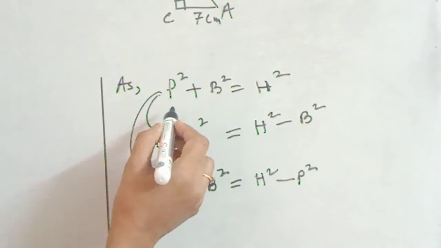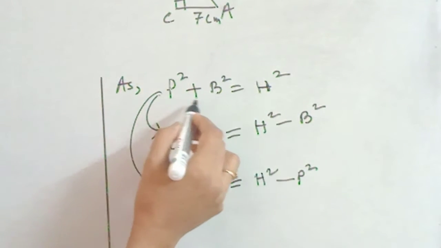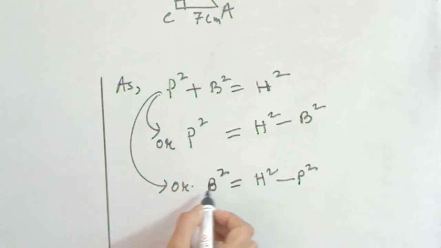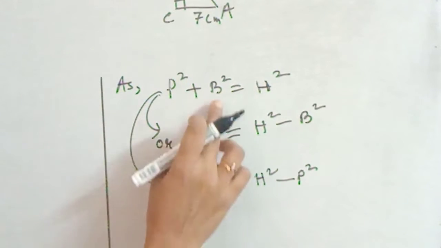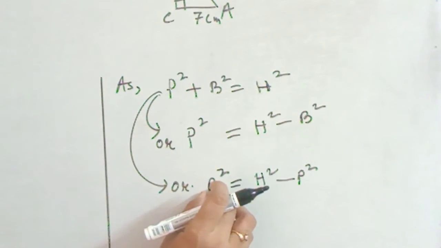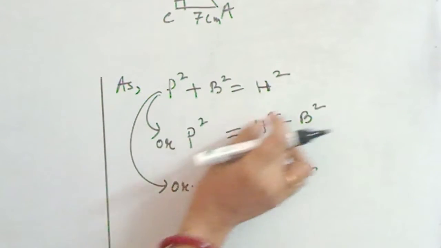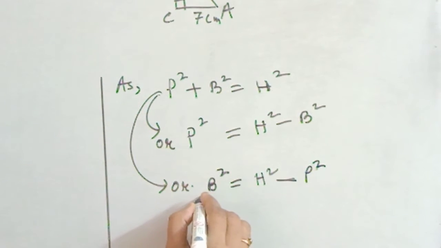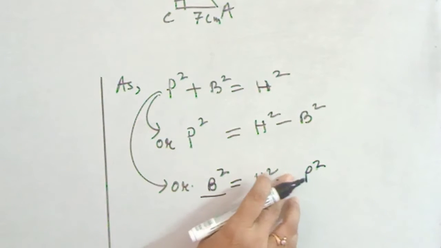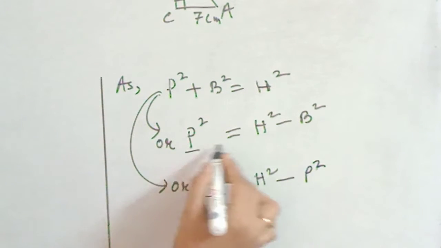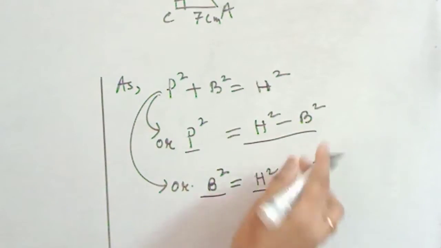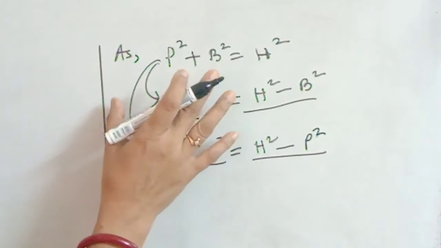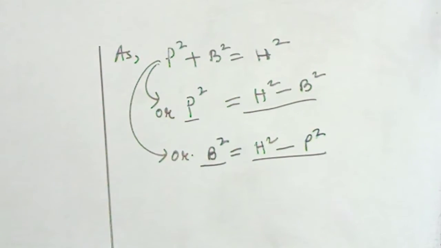Similarly, from this theorem, perpendicular square plus base square is equal to hypotenuse square, we can get another one: base square is equal to hypotenuse square minus perpendicular square. So when the base is missing, we can find it in this way, and when the perpendicular is missing, we can find it in that way. Using this Pythagoras theorem, we will solve a few sums today.